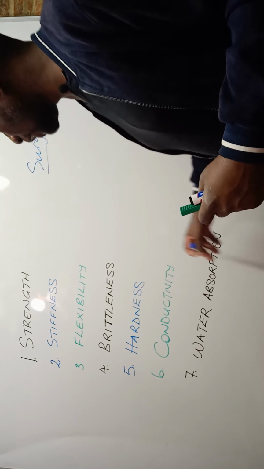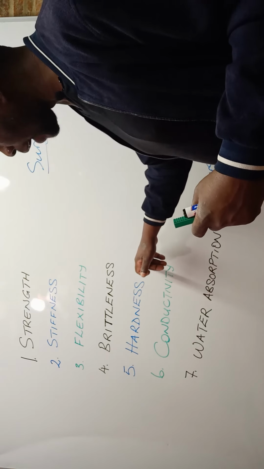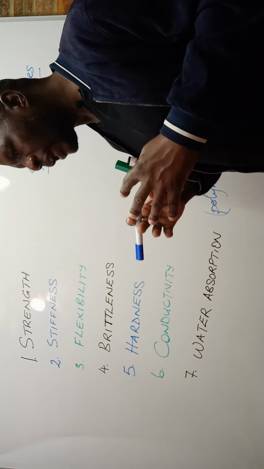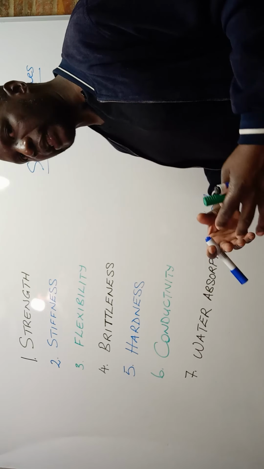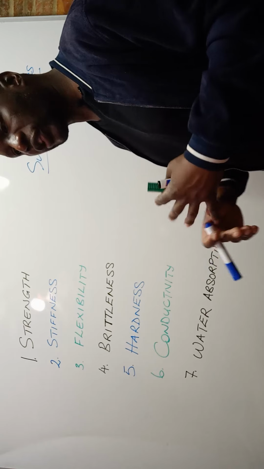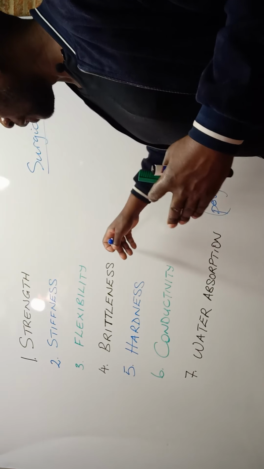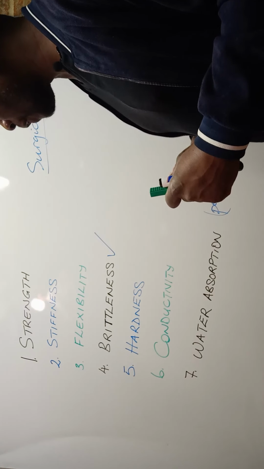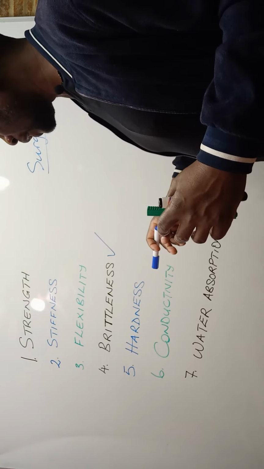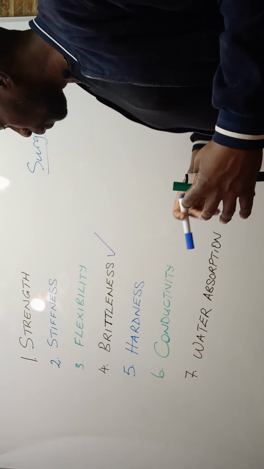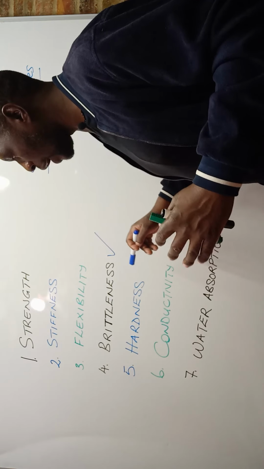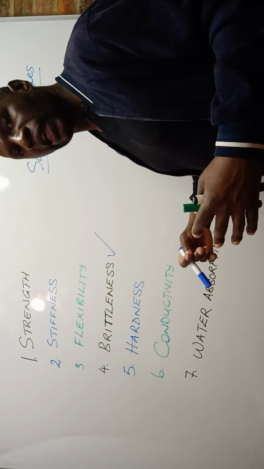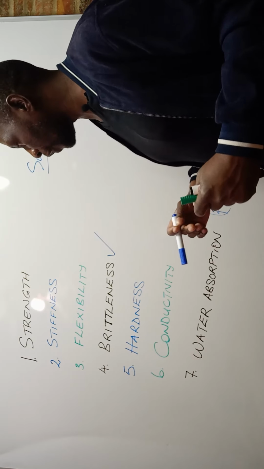A good conductor of electricity will be a material that allows electricity to pass through it without much resistance. And we go on to hardness. When we talk about the hardness of a material, it is the material's ability to withstand scratching and indentation. The brittleness of a property, we are here now. When a material is said to be brittle, we are defining a material that easily breaks when a force is applied on it.